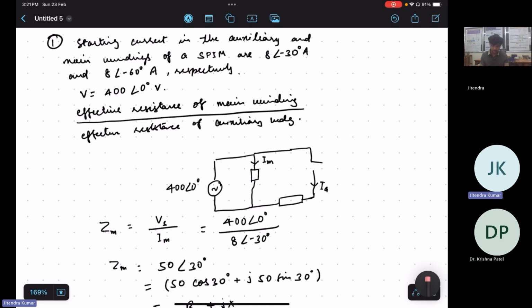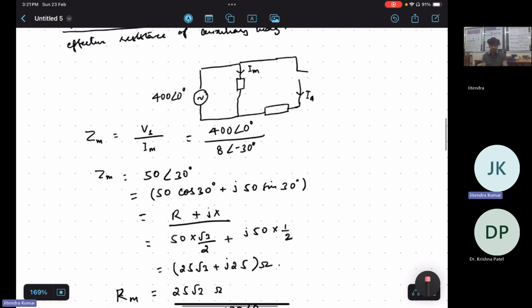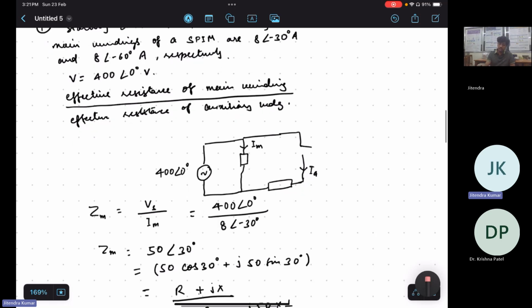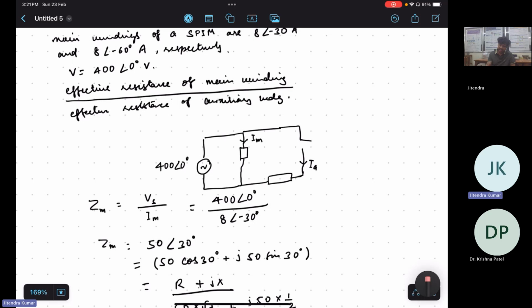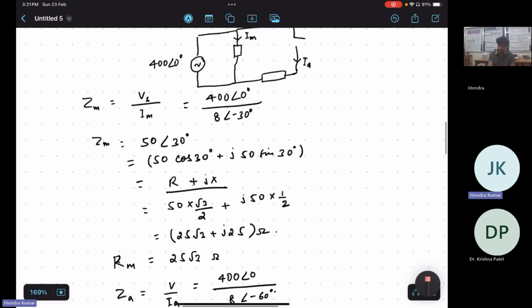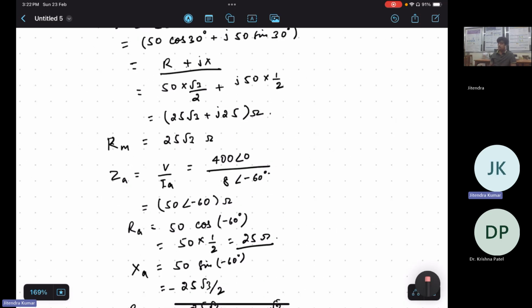Yes, just scroll. Can you scroll, sir? So here we calculated impedance because we were given currents in the main winding as well as the auxiliary winding. So currents and voltages are given, so we can calculate impedance, and from impedance we can calculate resistance as well as reactance. After that we just converted from polar to Cartesian.